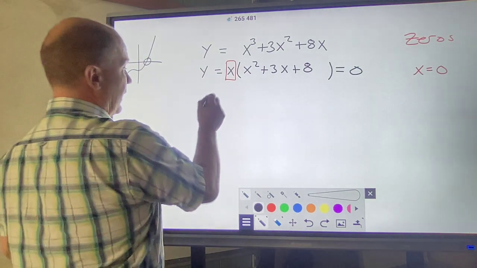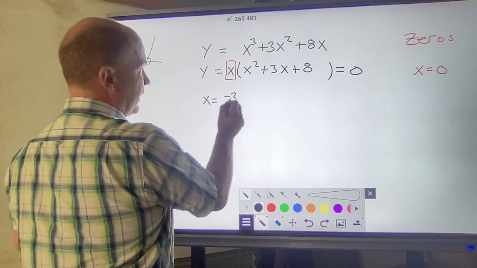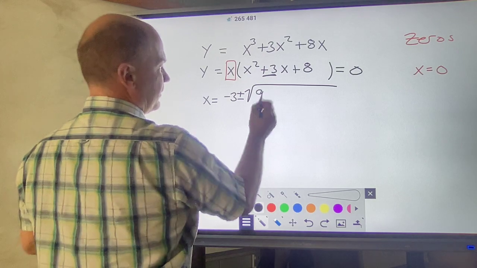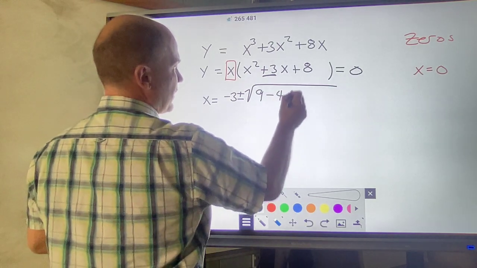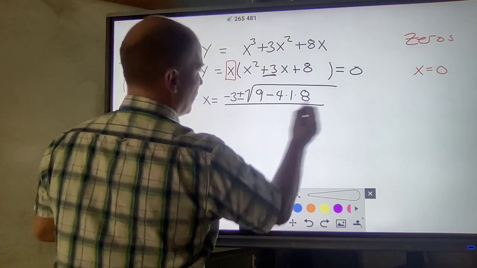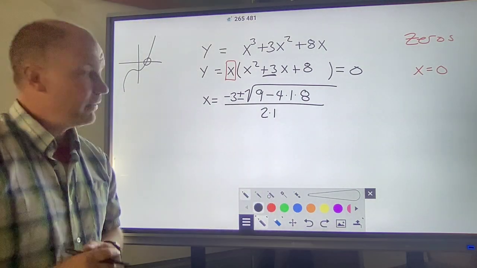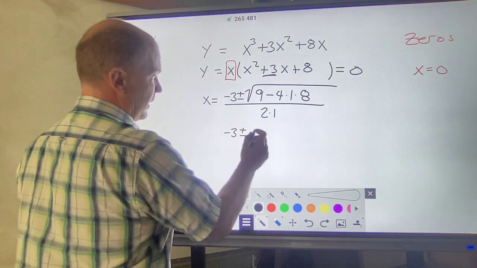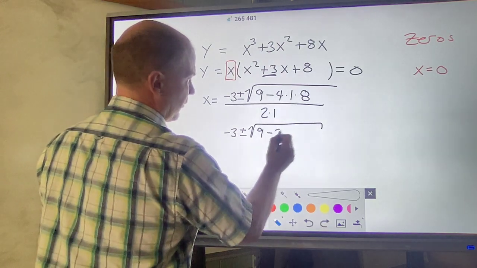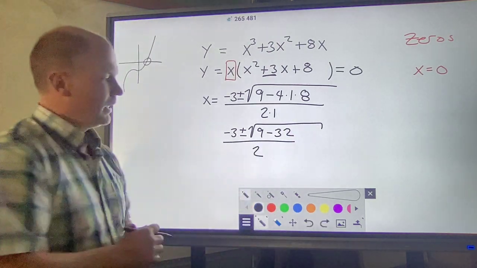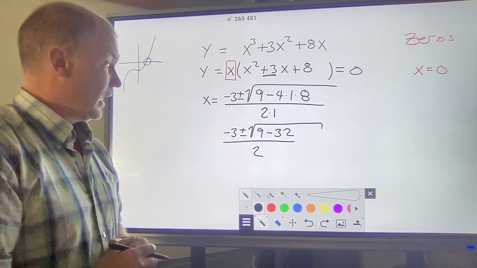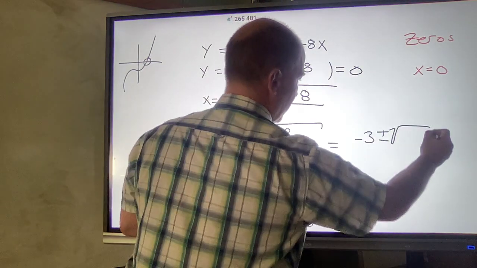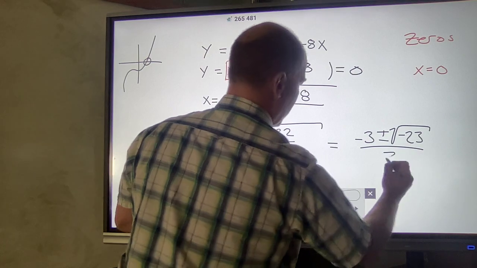So I'm going to say that x equals the opposite of b plus or minus the radical of b squared, and since that's positive, I'm not going to write it out, 9 minus 4 times a times c, all over 2 times a. I fill them all in. There we go. Now I just need to start doing the math. I have negative 3 plus or minus the square root of 9 minus 32, over 2. 9 minus 32 is negative 23. Negative 3 plus or minus the square root of negative 23, over 2.